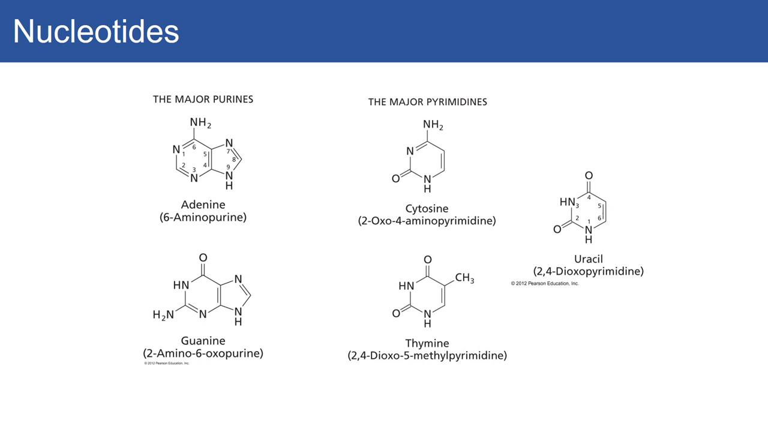So here are the five nucleotides. There are the two major purines, adenine and guanine, and their structures. And then we have cytosine and thymine, which are DNA. And then we have uracil, which is for RNA. Cytosine is also for RNA as well. But these are the major nucleotides.